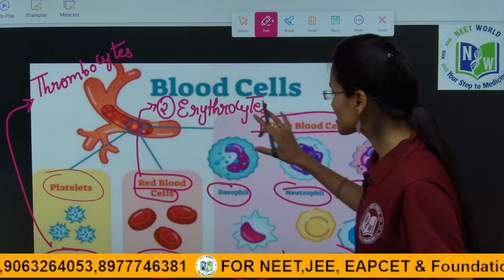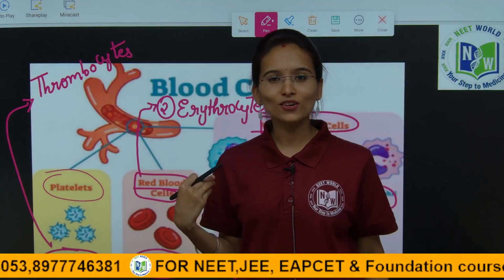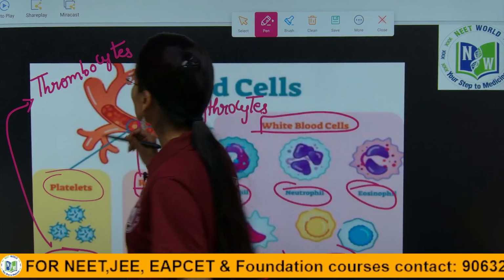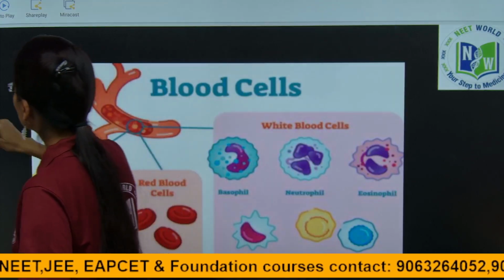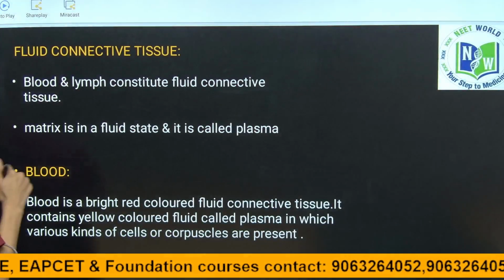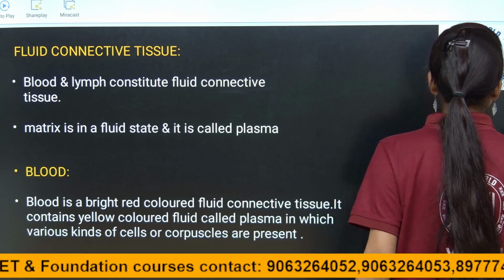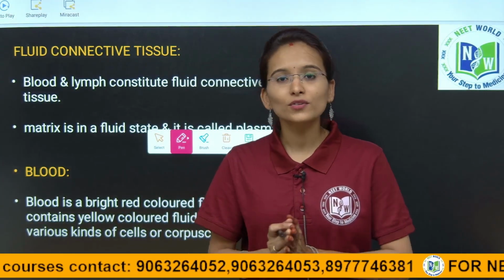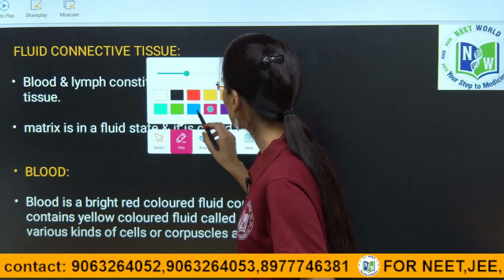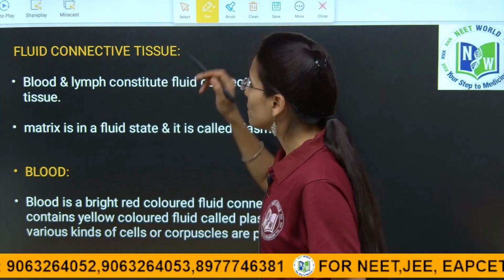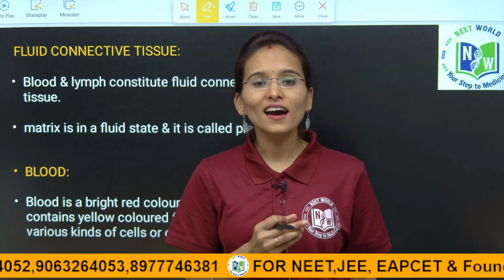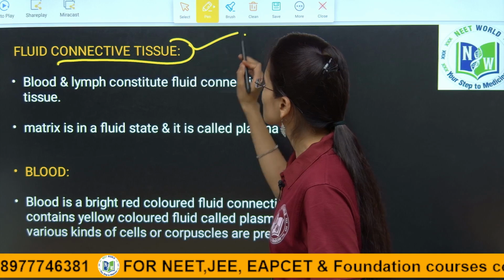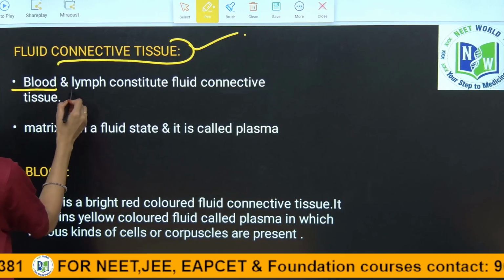Okay, clear with this particular chart? You can also make a note of this, and you can make a simple flow chart by looking into this diagram, students. Now we will move into the definition: what the fluid connective tissue contains. See, students, fluid connective tissue is mainly composed of two different components, that is blood and lymph. We are going to study blood and lymph under the tissue called fluid connective tissue.